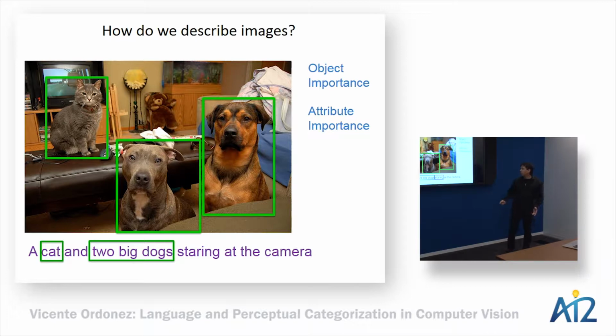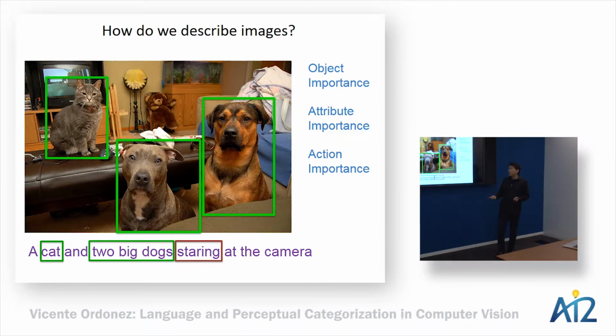And also action importance. Here the sentence says staring. But there are other actions happening here. So presumably these animals are also breathing, for instance. So there is also this notion of what are the actions that are worth mentioning in text. Things that might be too obvious might not be worth mentioning. So these are things that we decide when we talk about things, and we do it very quickly, and we don't even think about it.